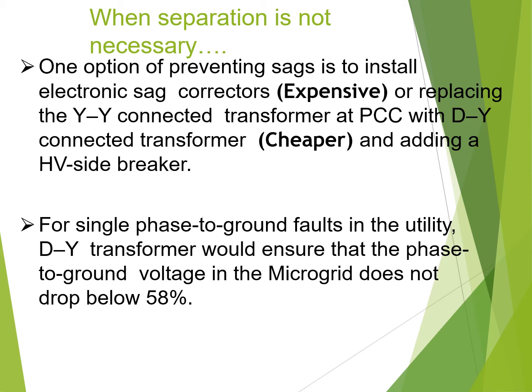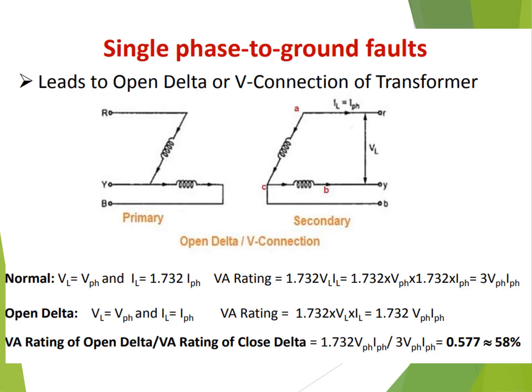So let's see how this works. Here we can see the normal case, when there is no open delta. In the normal case, we know the voltage VL is equal to V phase and IL is equal to 1.732 I phase, and the VA rating is given by 1.732 VL IL. That is, finally we get the value 3 V phase I phase.